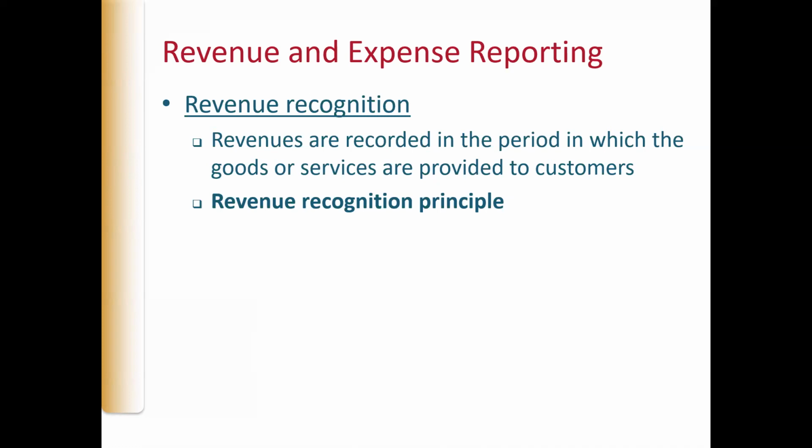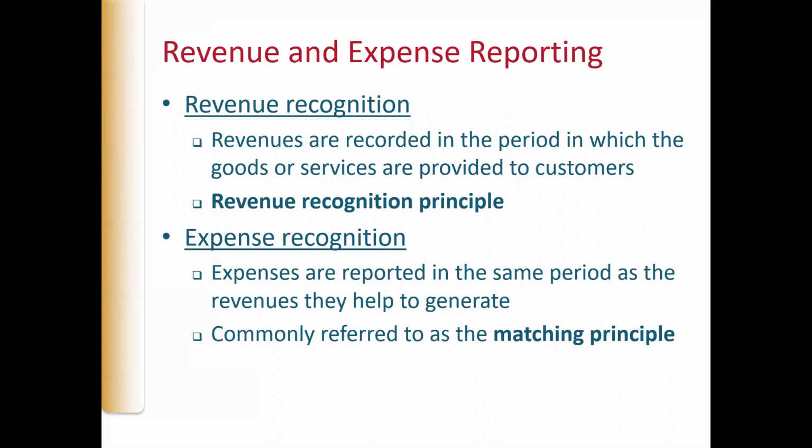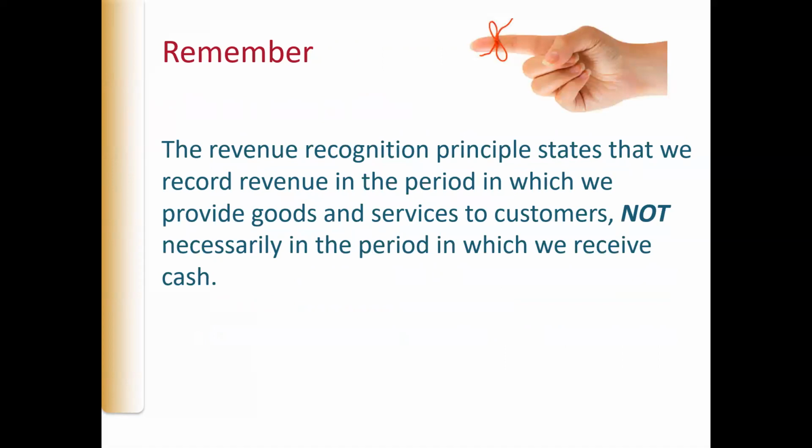Revenues are recorded in the income statement or in the books when we did the work, not when we got paid for it. And expenses are reported in the same period as the revenues they help to generate. So the concepts here we want to be cognizant of is revenues do not get reported when we get cash. Revenues get reported when we do the job, finish the job, do the work. And the expenses are reported in the same period as the revenues they help to generate. That's called the matching principle.